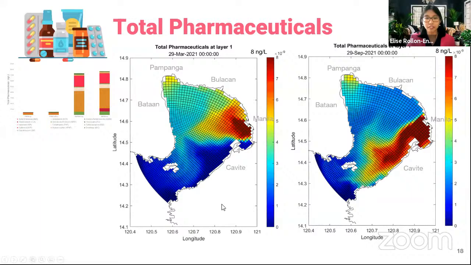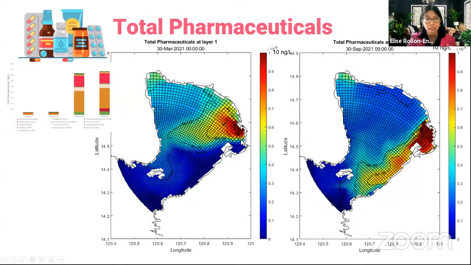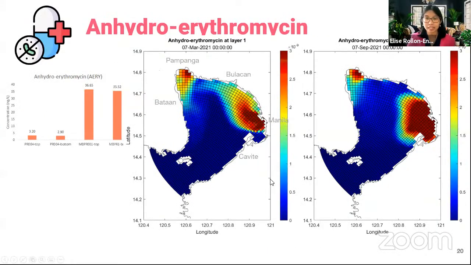Let's look at another set of figures, and this shows the contours and shows a 10 nanogram per liter maximum. And let us note that the European Union has set 10 nanogram per liter as their action limit, saying that beyond 10 nanograms per liter, they would require a special risk assessment for the pharmaceutical product. So here, the areas in dark red show 10 nanogram per liter and more of pharmaceutical pollutant concentration inside Manila Bay. Let's look at anhydroerythromycin.